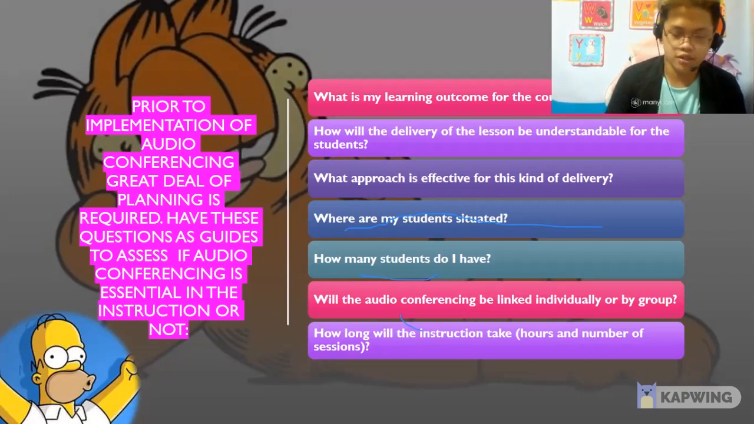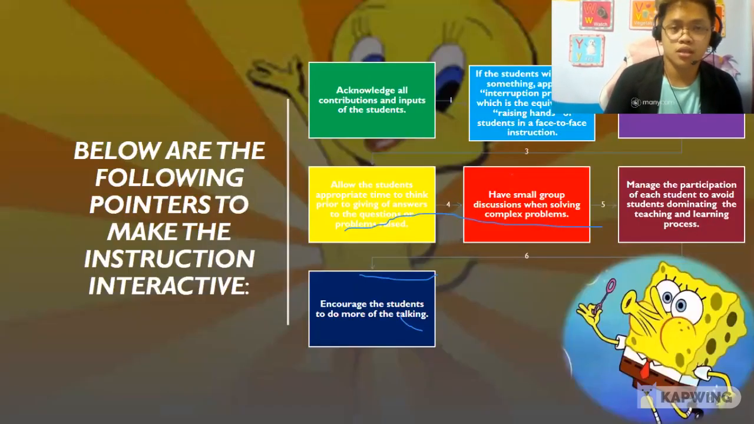Hours and number of sessions. So those are the questions to assess whether audio conferencing is essential in the instruction or not. So let's go to the following pointers to make the instruction interactive.